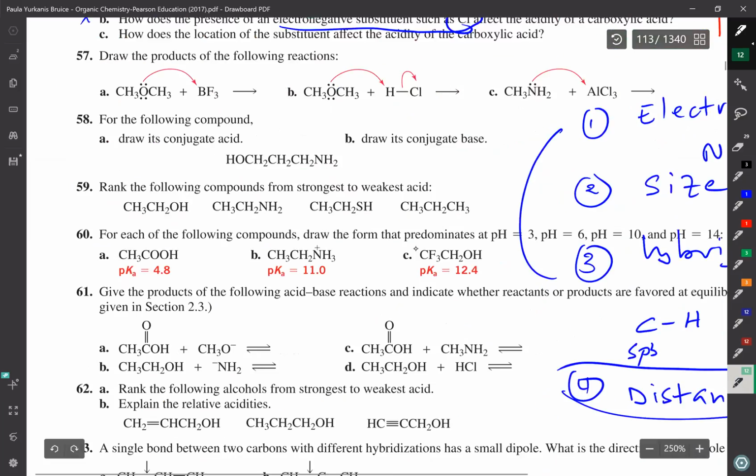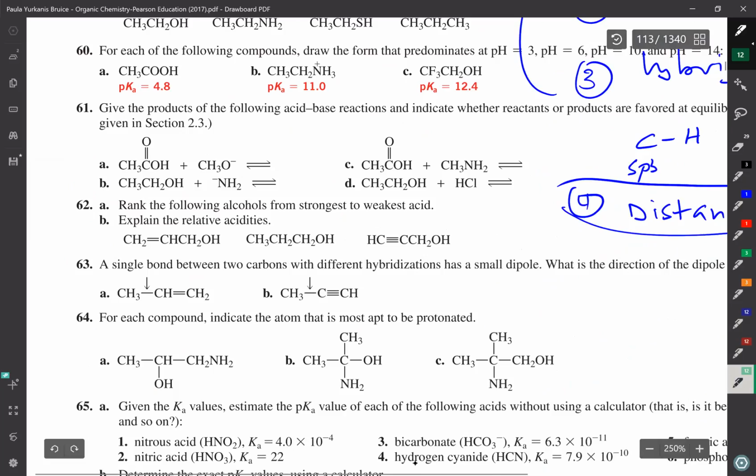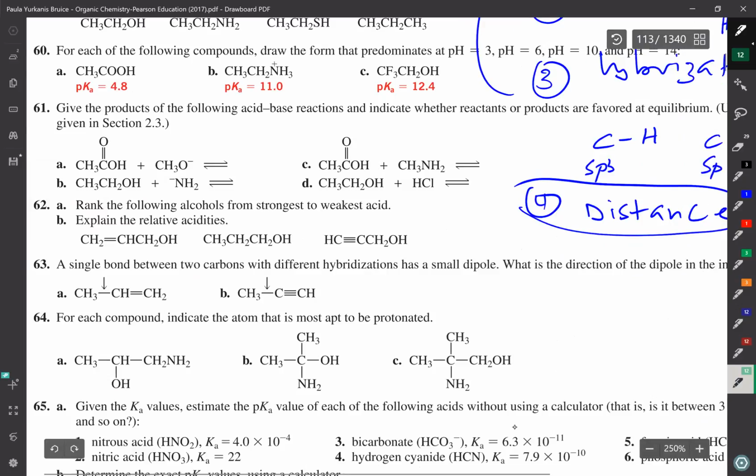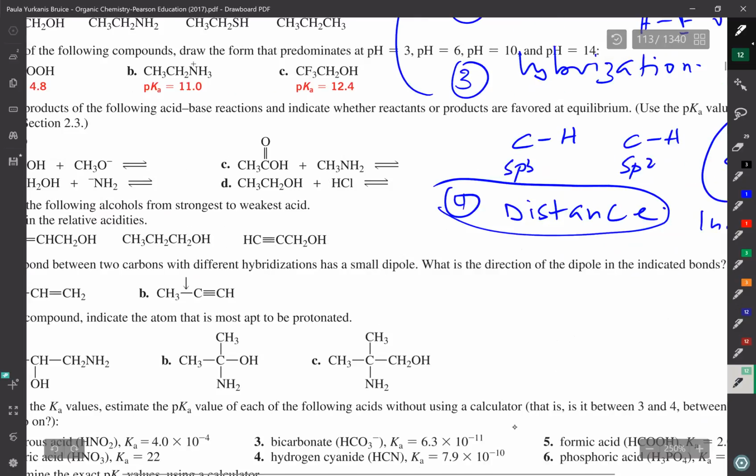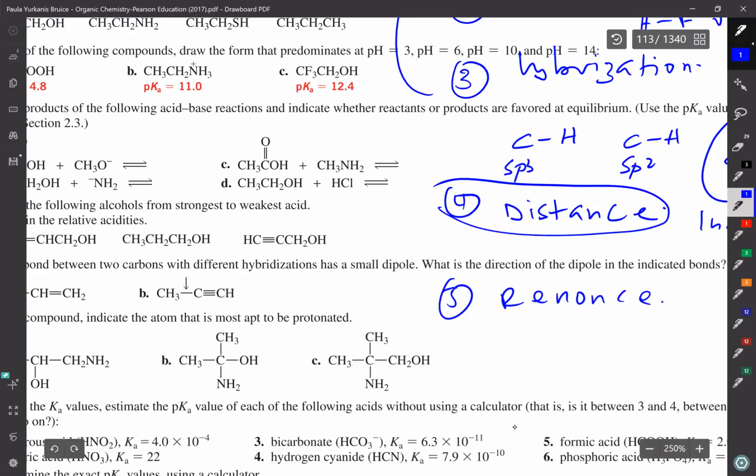Then the last factor that we haven't talked about is resonance, which I would say is factor number 5. With this one, all you need to know is that the more resonance structures you have, the stronger your acidity. Does that make sense? The more resonance structures, the stronger the acidity.